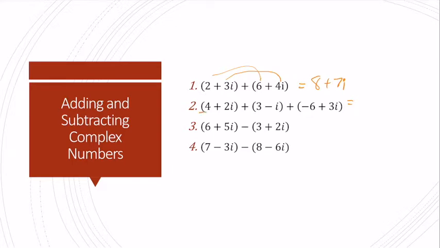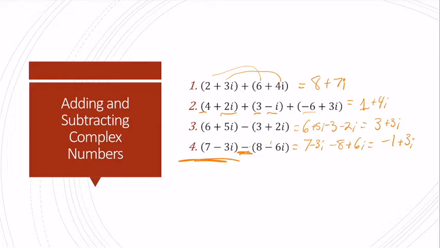So I've got 4 plus 3, that's 7, minus 6 is 1. And 2i minus i, that's 1i, plus 3i is 4i. Remember to distribute the negative when subtracting. So I've got 6 plus 5i minus 3 minus 2i. That gives me 3 plus 3i. I have 7 minus 3i minus 8 plus 6i. 2 negatives make a positive. That gives me -1 plus 3i. So here's how we would add and subtract complex numbers. Don't forget to distribute that negative.